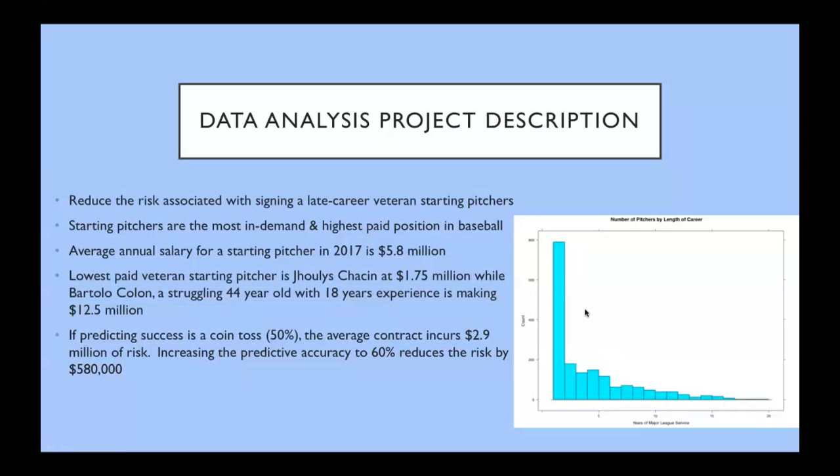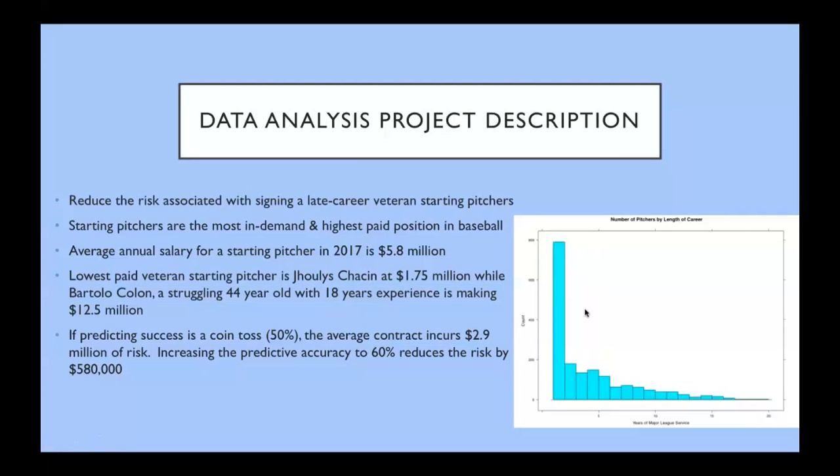The objective of this project was to build a predictive model that will reduce the amount of risk associated with signing late career starting pitchers. Starting pitchers are the most in demand and highest paid position in Major League Baseball, with an average annual salary this season of $5.8 million.